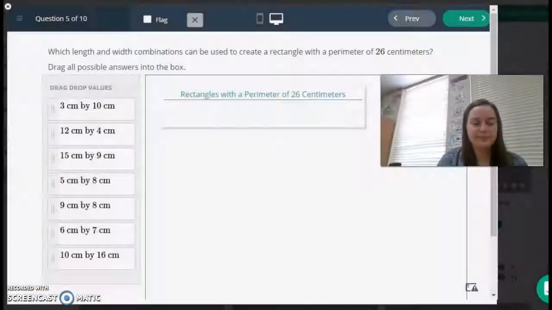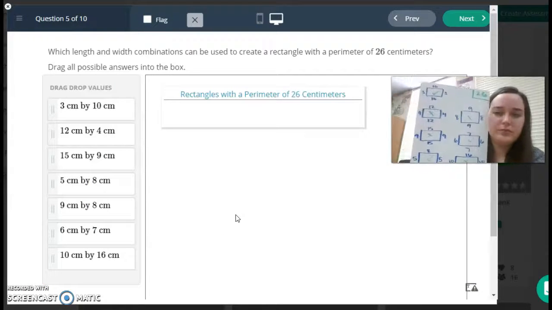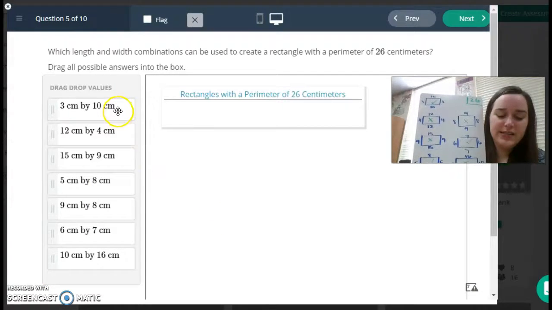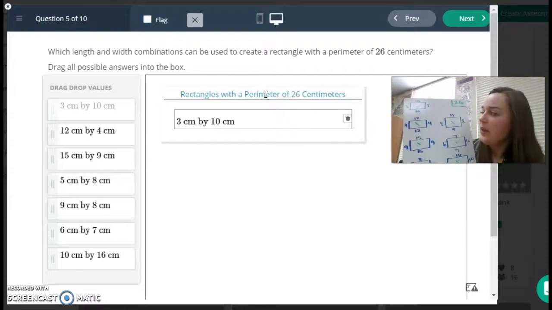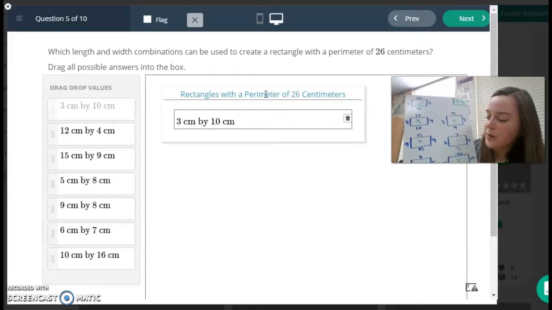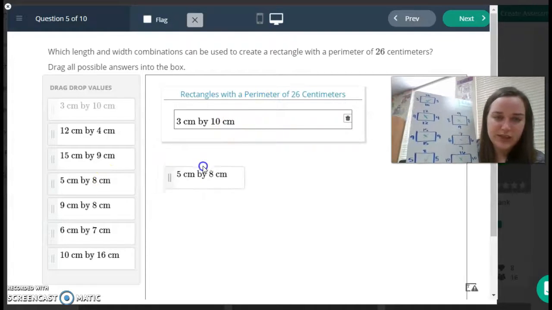Okay, so now if we go back and look at our options, let's check this. So we have 3 by 10. That one worked. We're going to bring it over. Okay, the next two did not work, but you know what? The 5 and the 8 did. We're going to bring that over.